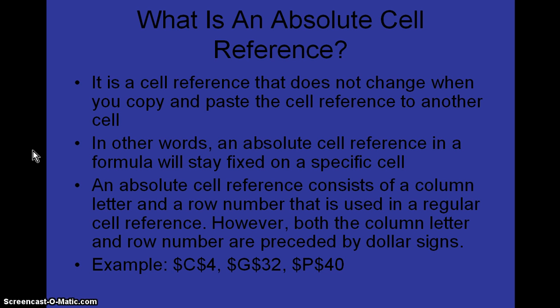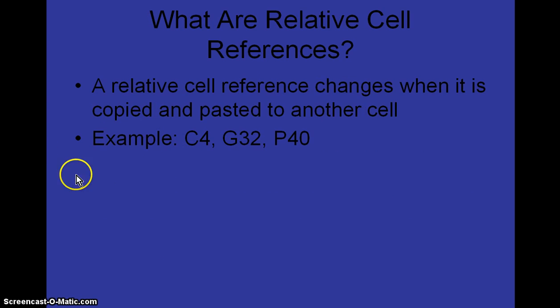So examples, as you can see on the screen, are $C$4, $G$32, or $P$40. Again, going back to the first example listed here, $C means it's column C, and $4 means it's row number 4.